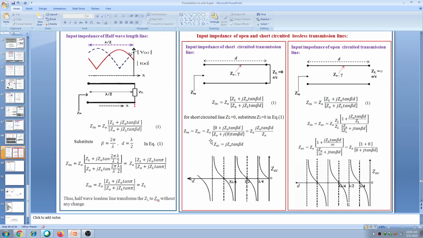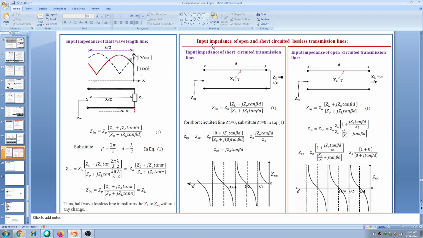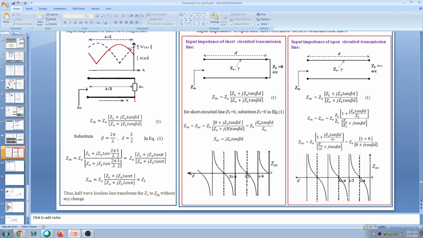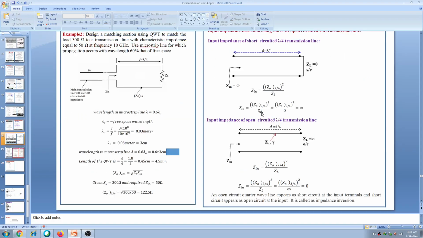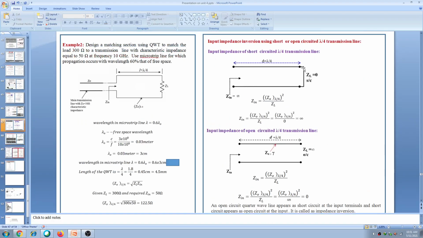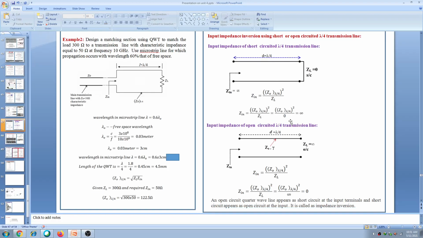Next topic: input impedance of open and short circuited lossless transmission lines, general expressions. What is the input impedance of a short circuited line when the length we took was lambda by 4? For that we got infinity, and for an open circuit at lambda by 4 we got input impedance equal to 0. But in general, the length may be of any value, not a quarter wave line.